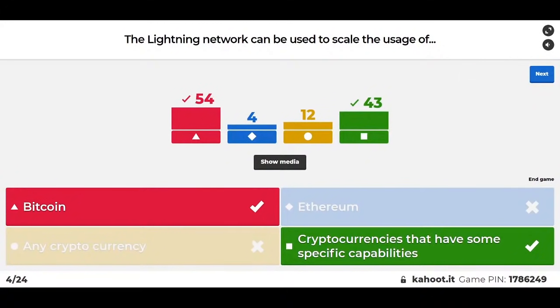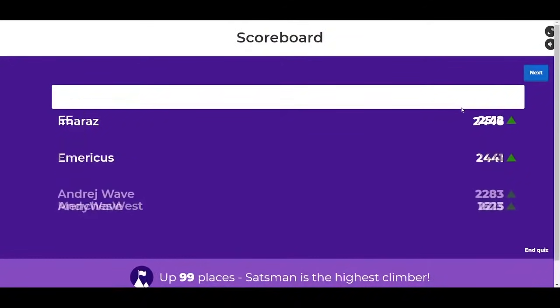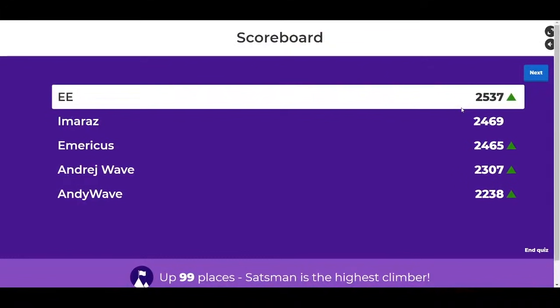Bitcoin, of course, but also cryptocurrencies that have specific capabilities that can do time locks, that don't have transaction malleability issues, that can resolve hashes. So now the main question is, did people get this correct because they learned it in your stream right now, or did they know it before? Well, I mean, that's okay. You can learn it at any point in time.